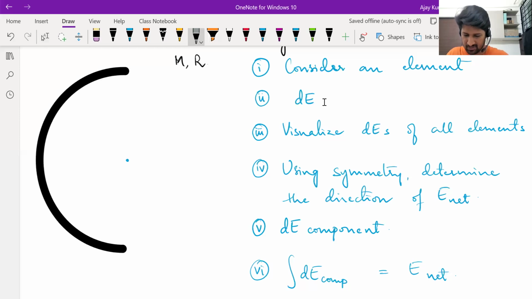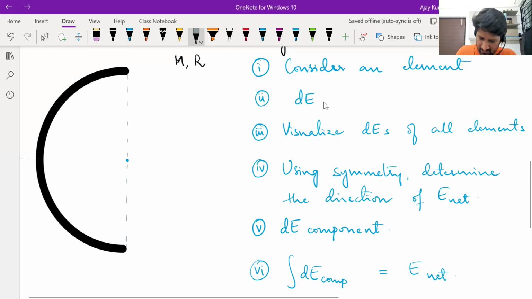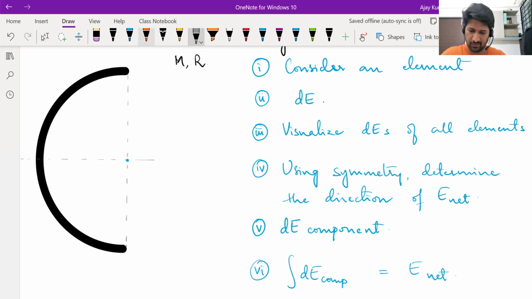Okay, listen all of you. The first thing to do in any such problem is draw some reference lines. Let's assume the point where you are asked to find out the field is the origin, and let's take X and Y axis like this. This will help us in visualizing the directions easily. Now choose a random element. I'll take this one from here to here. Now this element will have a mass dm.